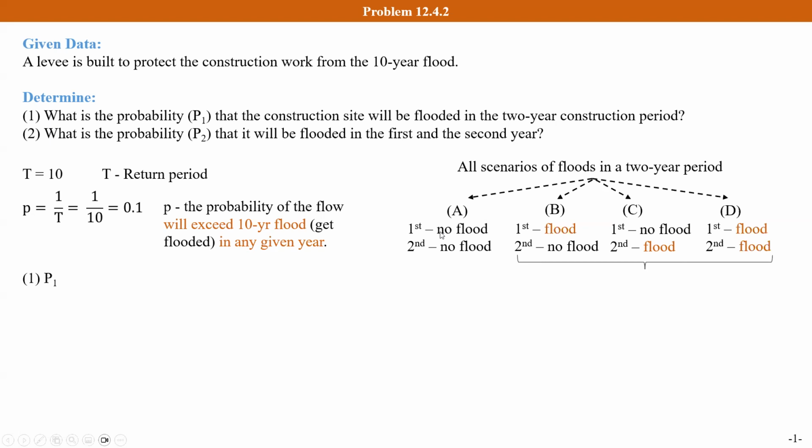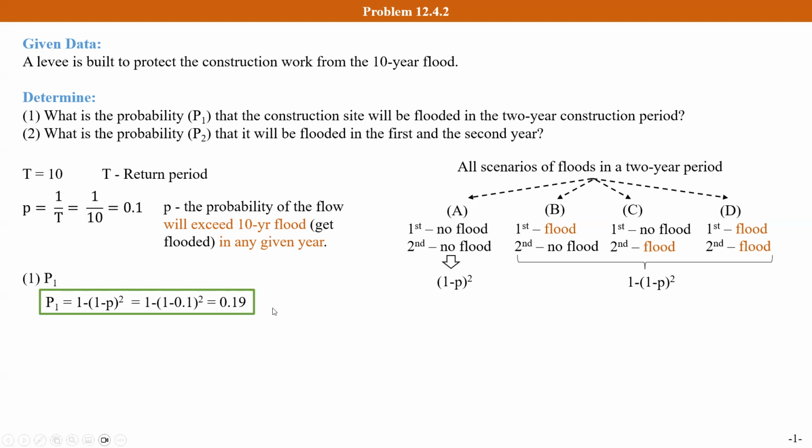So the probability of scenario A equals (1 minus P) to the power of 2. Because 1 minus P is the probability of the site not getting flooded, and because it's a 2-year construction period, the power should equal 2. So the probability of scenarios B, C, and D should equal 1 minus this term. Therefore, P1 should equal 0.19.